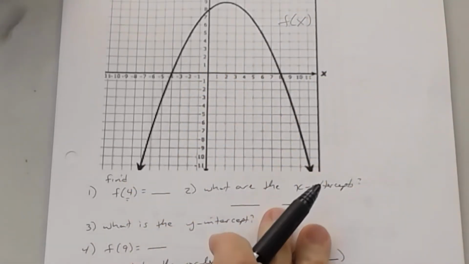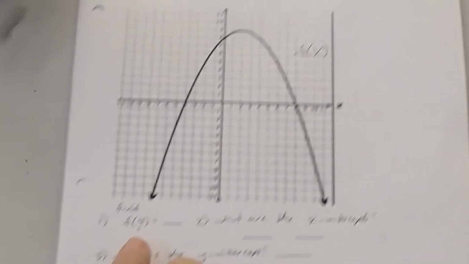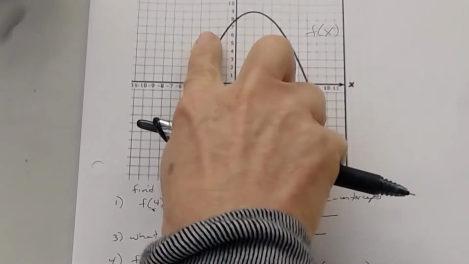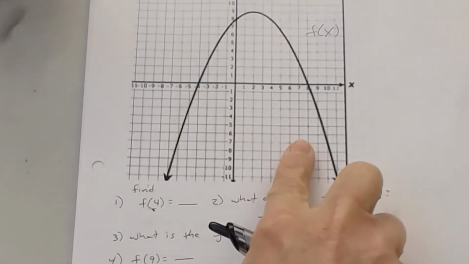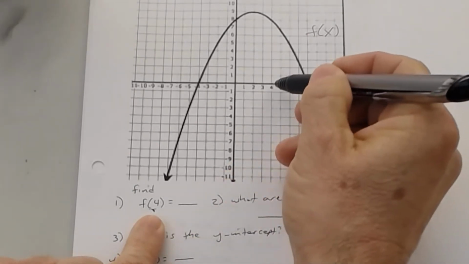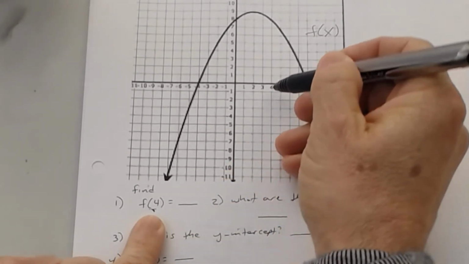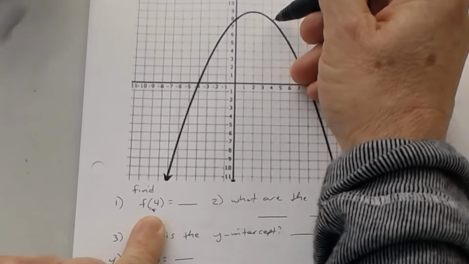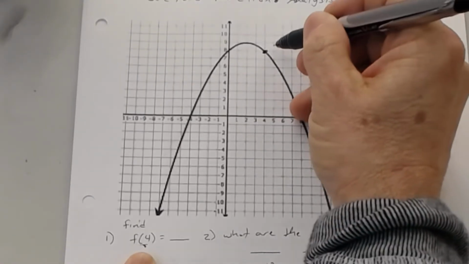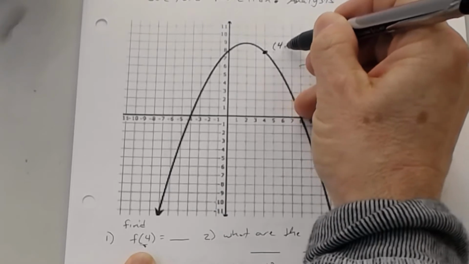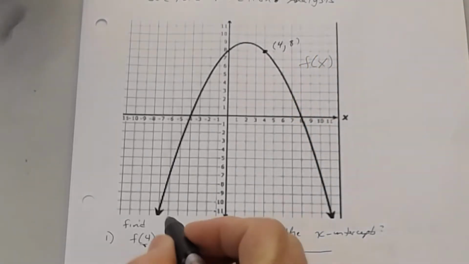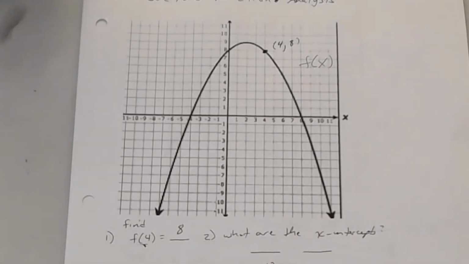Before I go on, in what quadrant would this ordered pair be located? Quadrant 1, 2, 3, or 4? Very good, quadrant 1. Because here's x equal 4, right? And if I look at the point that's on the graph, that's this right here. Y'all agree? And so that's the ordered pair, 4 comma what? 8. Very good. So f of 4 is what? 8. So you put 8 in the blank.